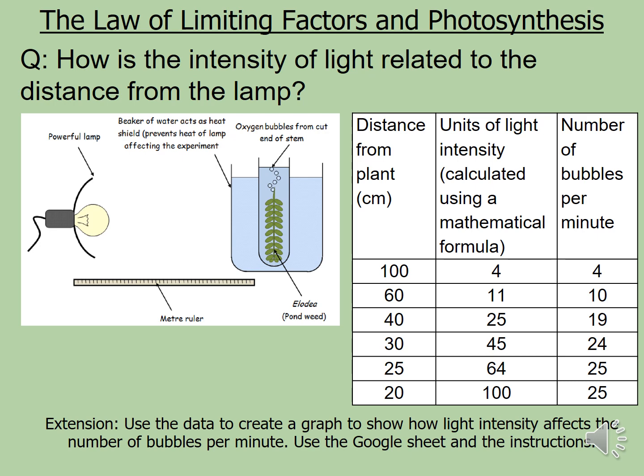So there is distance from the plant in centimeters, and then units of light intensity and number of bubbles per minute. In this practical, you would measure the distance from the plant of the lamp and also the number of bubbles that you could count in the minute. And you would then, as highlighted with the red shape, calculate the intensity of light using a mathematical formula, which you will do if you try the extension sheet that is also included in today's lesson.